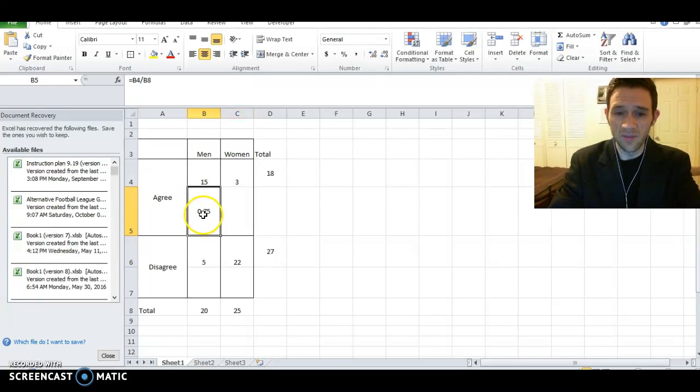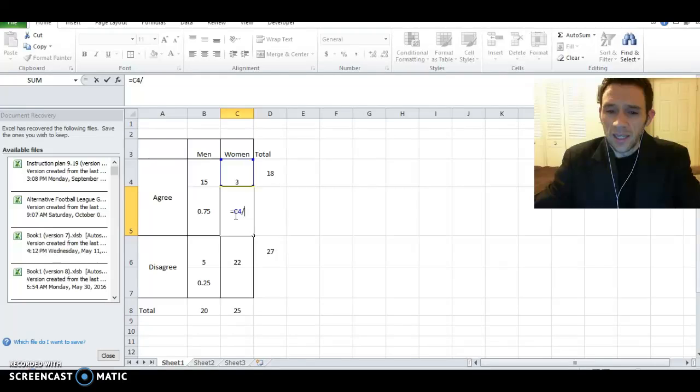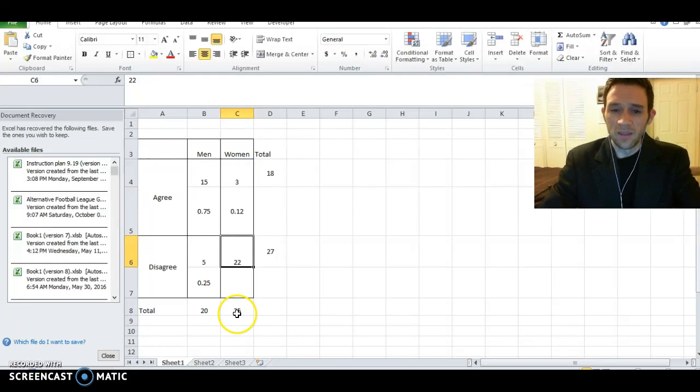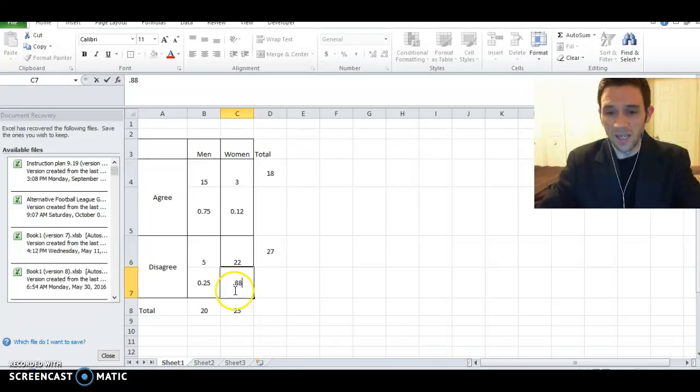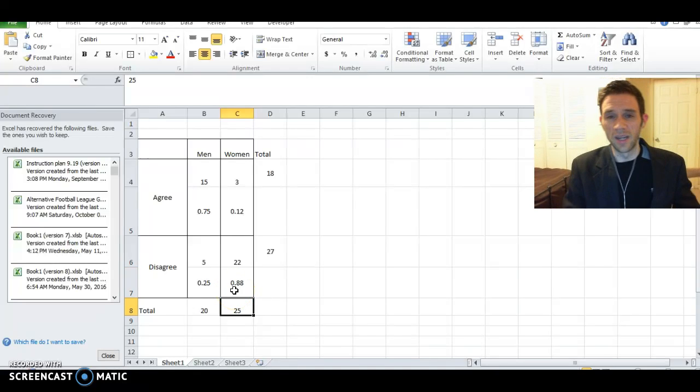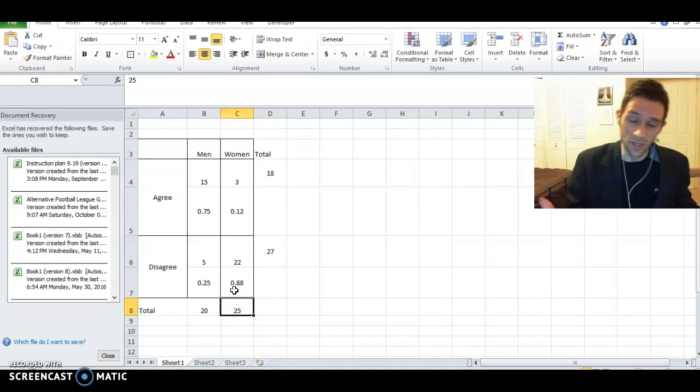But as you can see, we have 75% of men here. So this has to be 25 to give us 100. And we know that 3 women out of 25 agree with the policy. So that's 12%. You just divide 3 by 25 and you get 12%. So this has to be 88 because 1 minus 0.12 is 0.88. So 88% of women disagree.